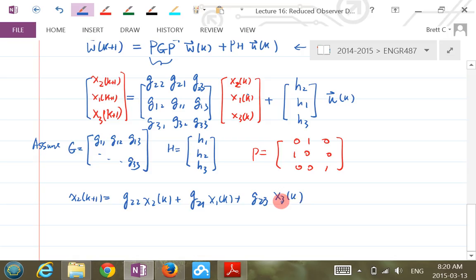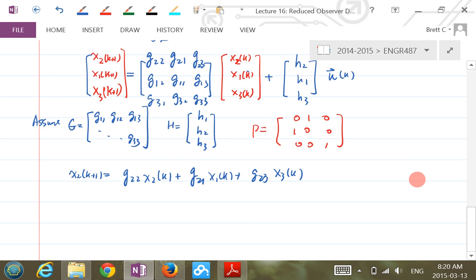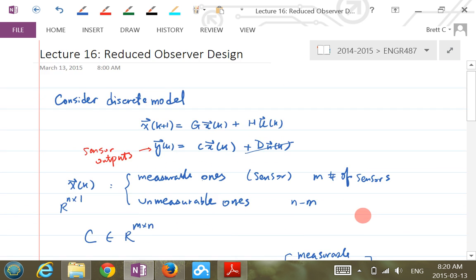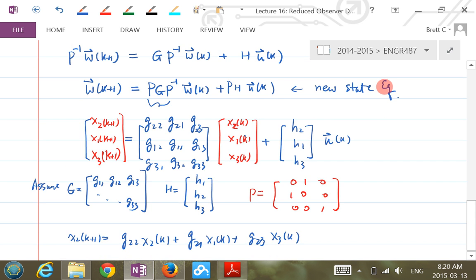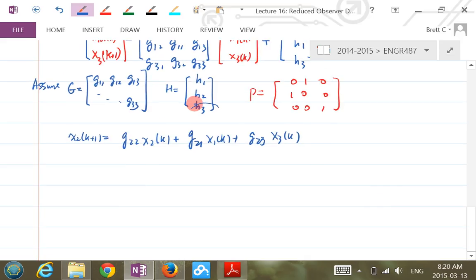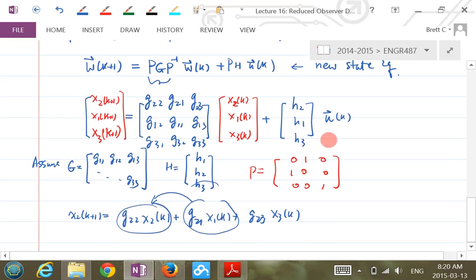Is this the same as the original state equation? What's the original state equation? The original state equation is this, right? If you think about X2 of K+1, it looks different, but if you switch this term with this term here, you get exactly the same as before, right? Yeah. So basically, this is how you can verify, if you are not sure whether you got the right one or not.